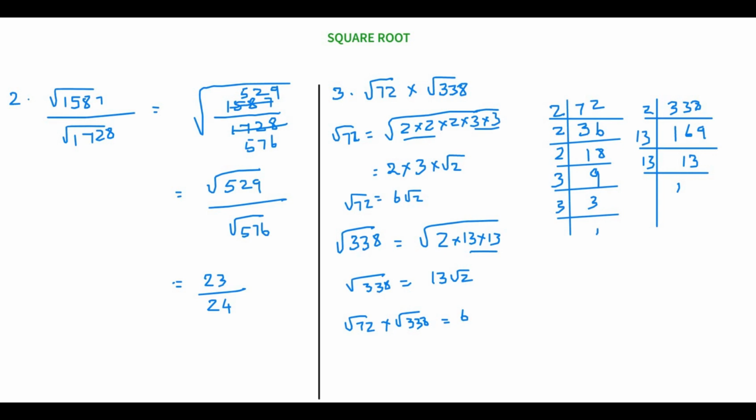as 6 root 2 times 13 root 2. So now these whole numbers can be multiplied separately, and then root 2 and root 2. So 6 times 13 times root 2 times root 2 can be written as 2. So 6 times 13 times 2 can be written as 156. Isn't it easy?